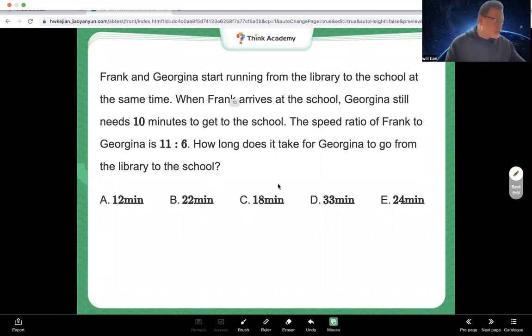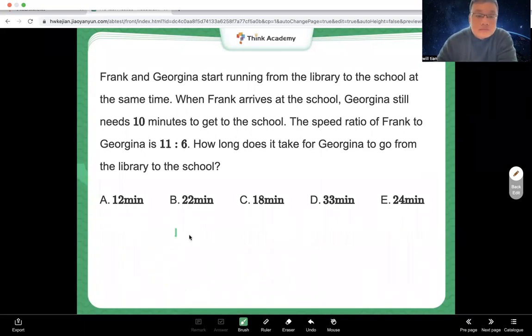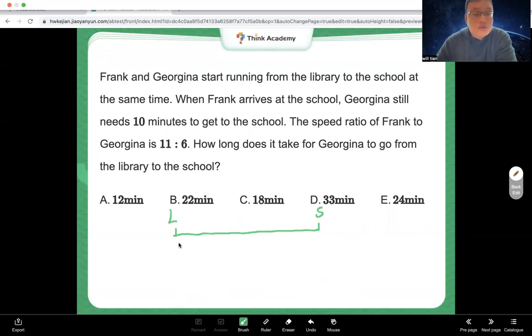Okay, guys, still, let's draw the diagram to help us. They're going to go from library to school, right? This is library, this is our school. And it says when Frank arrived at the school. So let me use, say, the blue color to represent Frank.